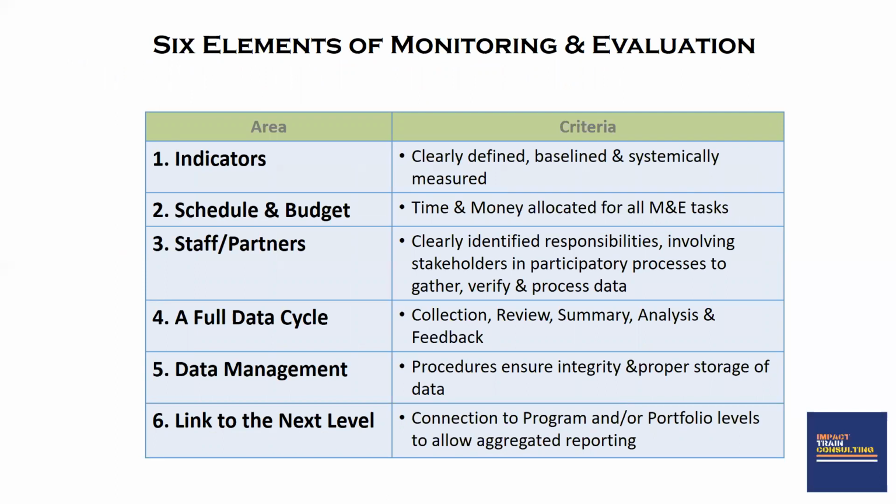There are 6 elements of monitoring and evaluation that you need to pay attention to. The elements are indicators, schedule and budget, staff and partners, a full data cycle, data management, and linking to the next level. Indicators should always be clearly defined, baselined, and systematically measured. And it is important for you to allocate time and resources for all M&E tasks.